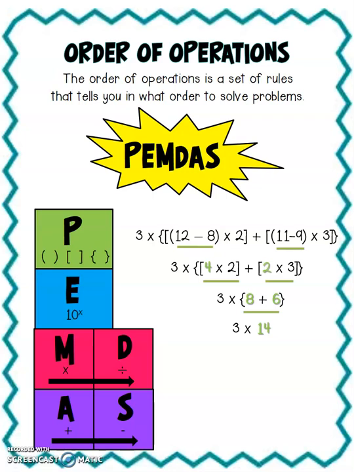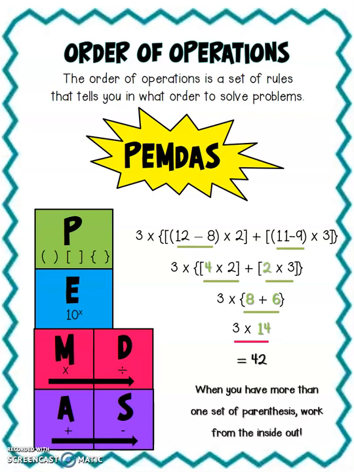I don't have any parentheses left. I don't have any exponents. I'm down to just one last step, which is to multiply 3 times 14 for a final answer of 42. Now, we won't see as many questions like this, but if you're looking to give yourself a stretch, just remember that when you have more than one type of parentheses, work from the inside out.